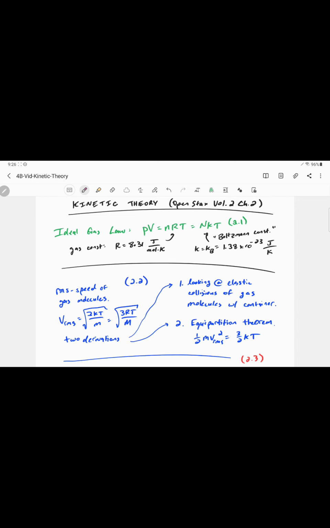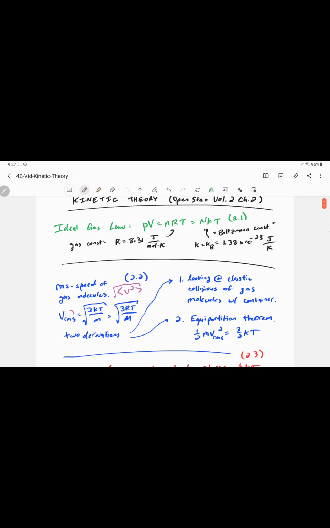VRMS stands for the square root of the average value of the square of the speeds of the molecules. So if you took every molecule in the room and you squared the speed, then you took the average of that, and then after that you took the square root. So the way you would read this is go from right to left. So square the velocities, take the mean, and then take the root. RMS, root mean square velocity.